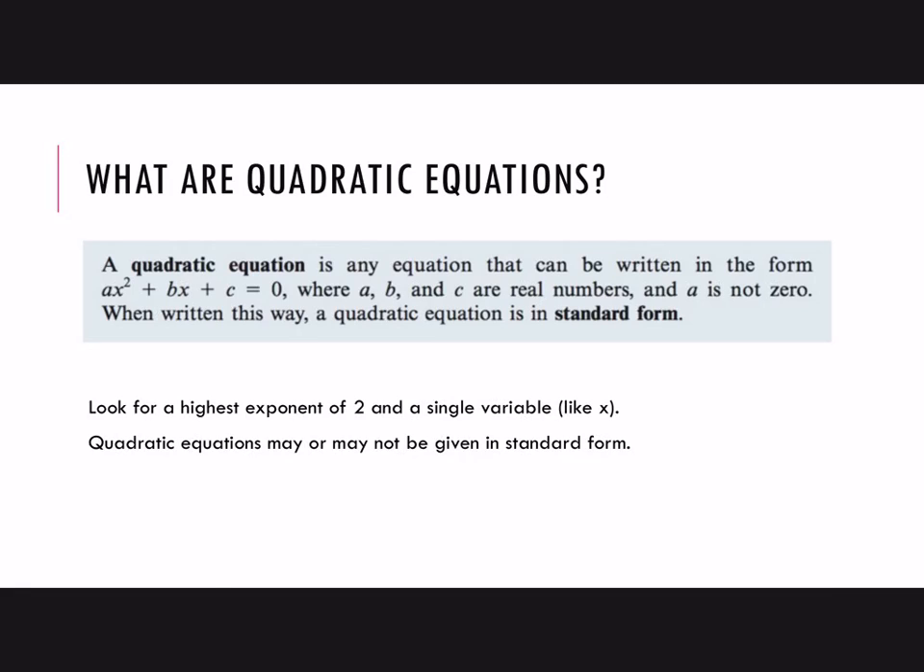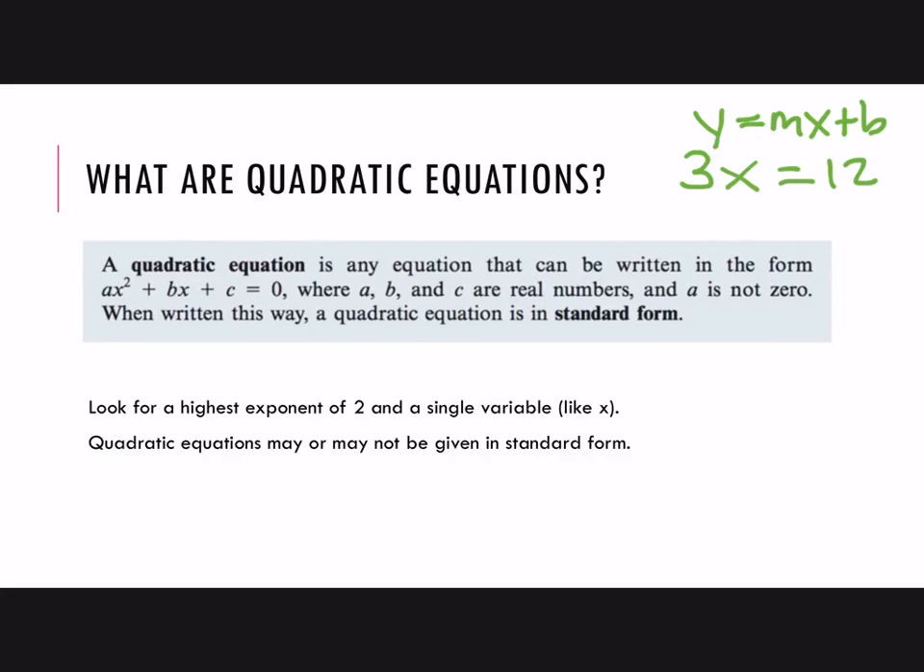So what are quadratic equations? We've talked about linear equations, ones that look like y equals mx plus b, or in general just anything with just a single x as a variable, like 3x equals 12. We would say that that's a linear equation as well. A quadratic equation is any equation that can be written in the form ax squared plus bx plus c equals 0, where a, b, and c are real numbers, and a is not 0. And this is called standard form.